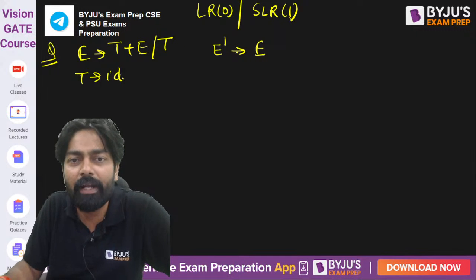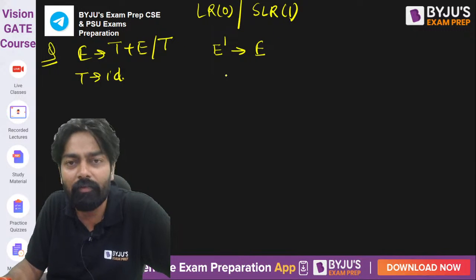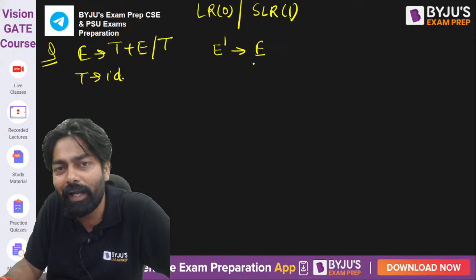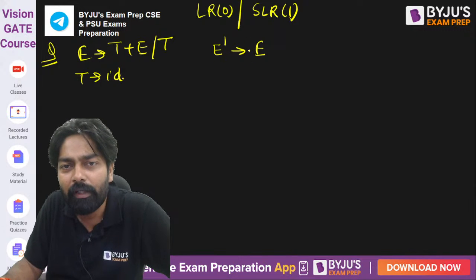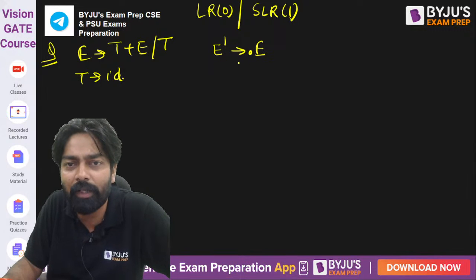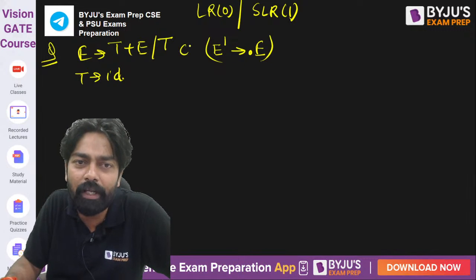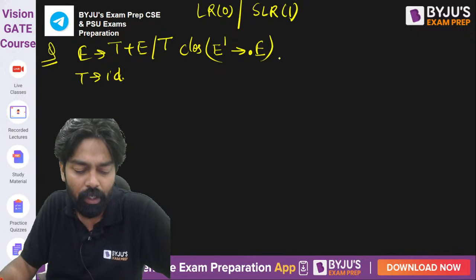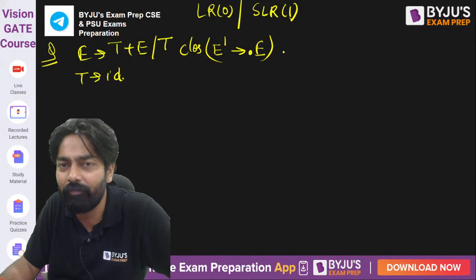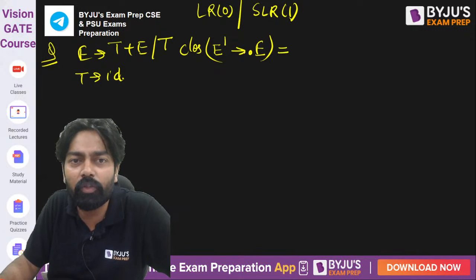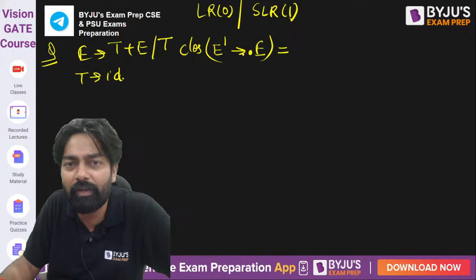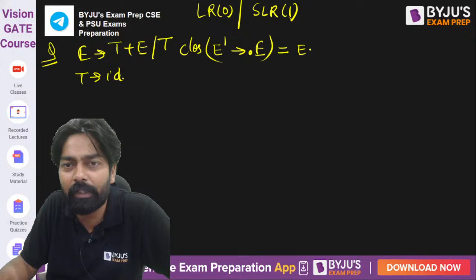Now, my dear friend, in LR0 and SLR1, what will we do? We will make LR0 items. How to make LR0 items? Jump to the right-hand side and put a dot at the leftmost place. This is nothing but an LR0 item. And using closure and goto, we will make the DFA. See clearly, what is the closure of this one? Everyone knows. Closure of E dash goes to dot E is nothing but, see clearly, E dash.